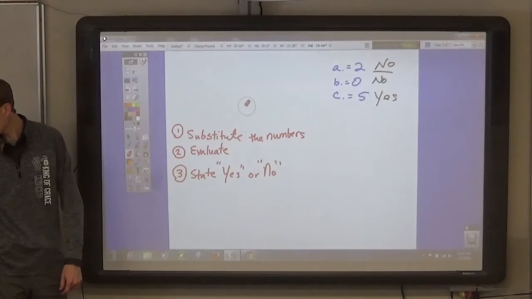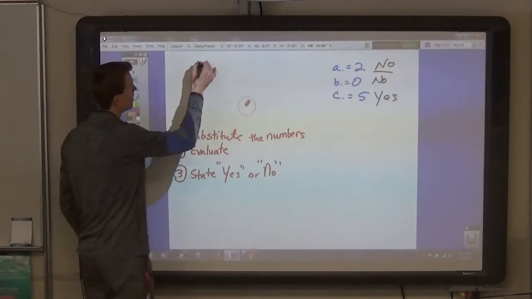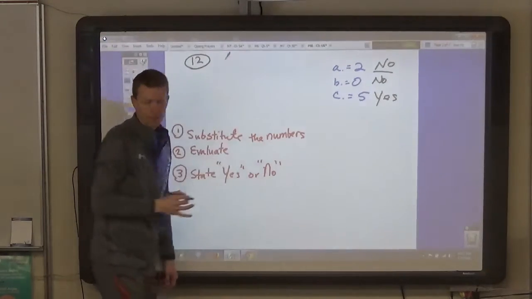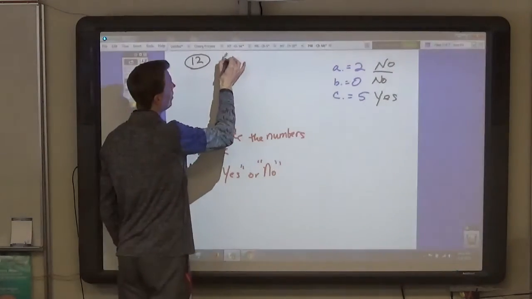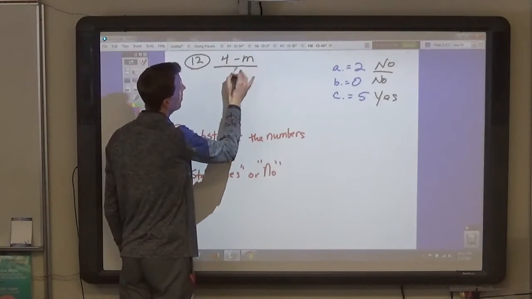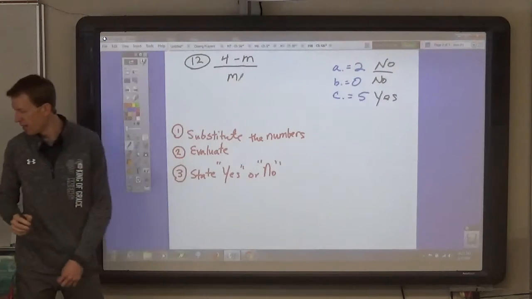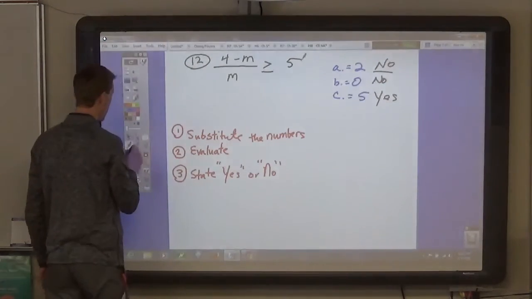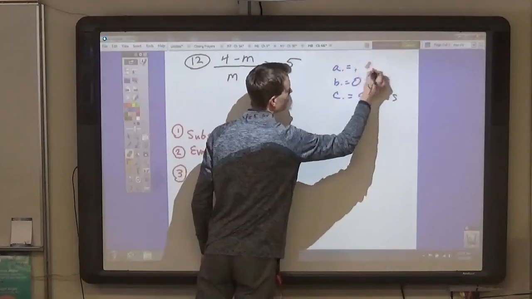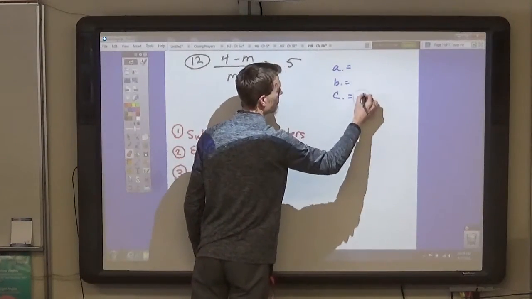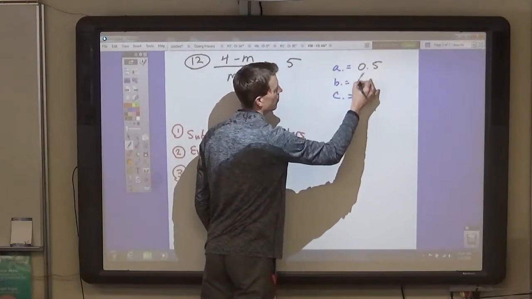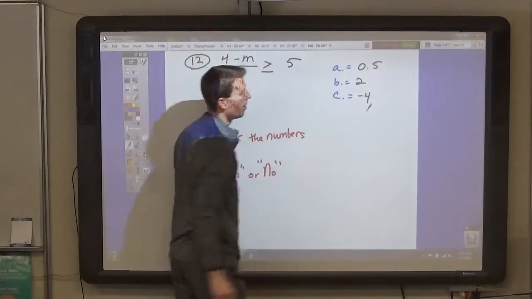Okay. What would we do with number 12? Let's go to number 12, because the expression is a little different on this one. 4 minus m over m is greater than or equal to 5. And our numbers for A, B, and C are what? 0.5, 2, and -4. Okay.